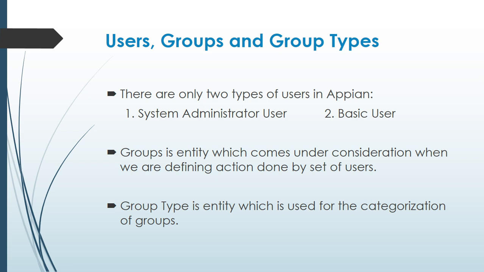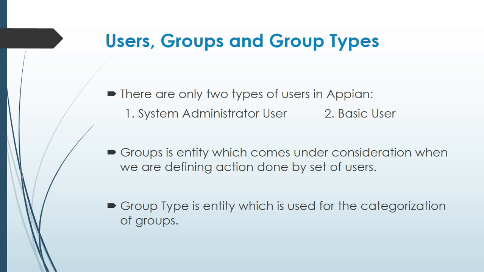Group is an entity which comes under consideration when we are defining action done by a set of users. As I told you, a managerial group should be able to raise a request for absence of a person. In that case we need to create a group in Appian and provide the visibility of that action to that group. Then he can see that action and can do anything over that action.